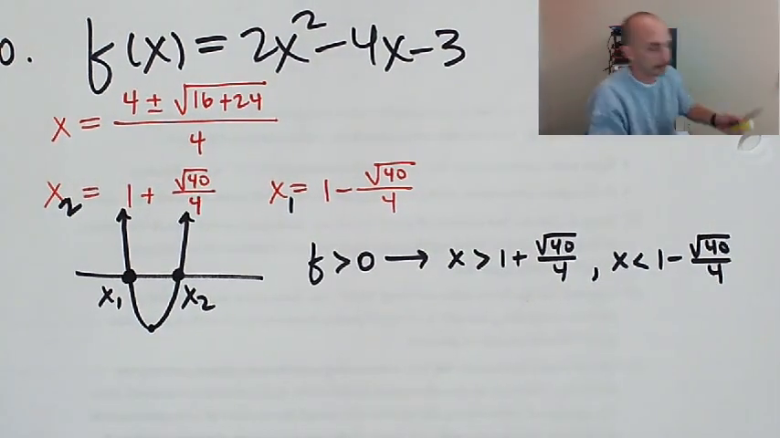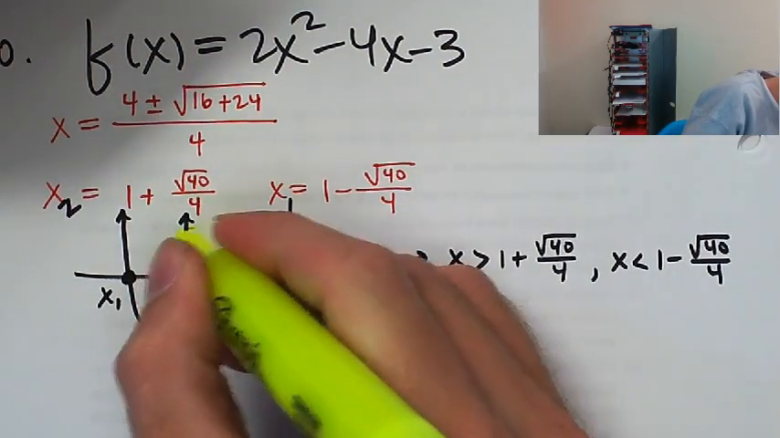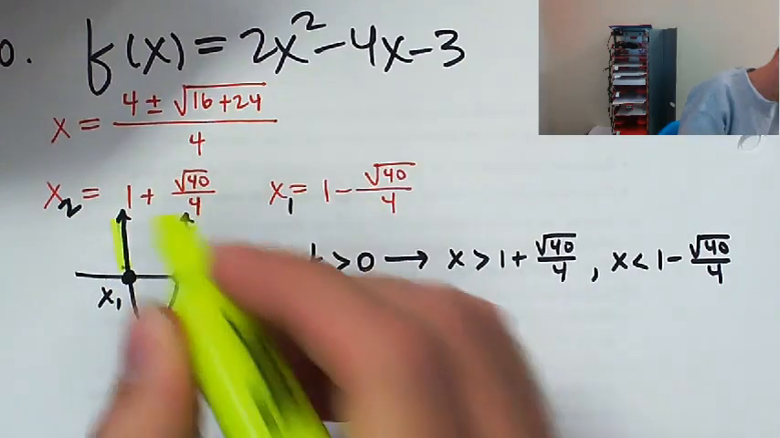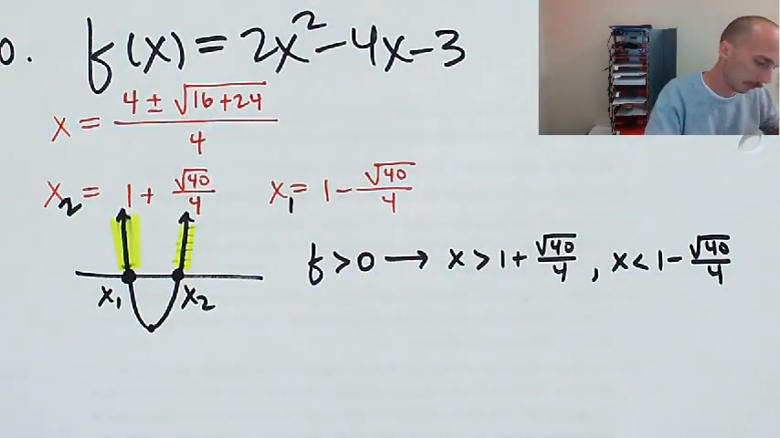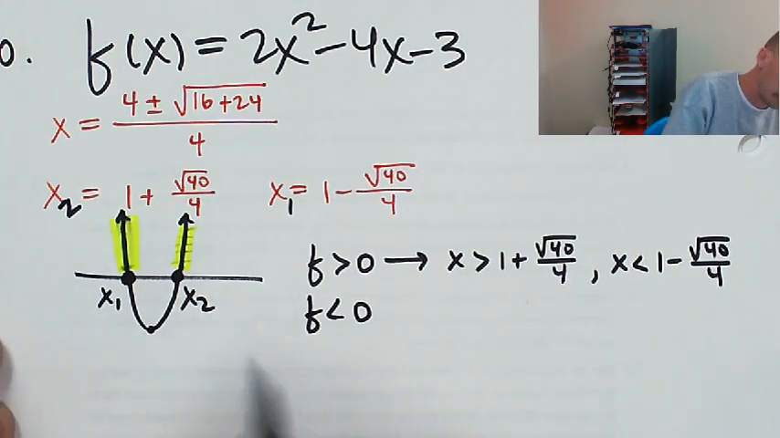All right. So f is greater than 0 up here, right? Let's see. How's it going to be? Yeah, that's fine. Okay, right there. Those are the places where f is greater than 0. And then f is less than 0 in the middle here.